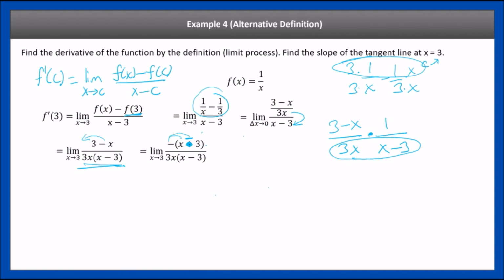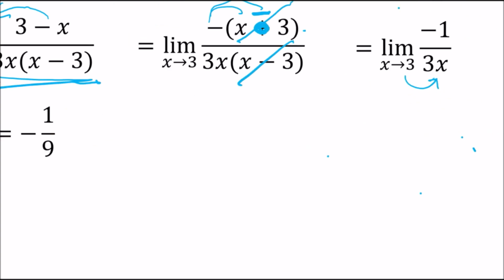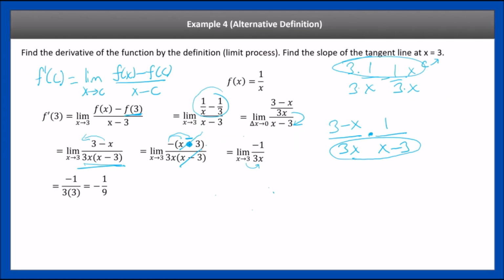So the reason why I do that is because the x minus 3's now cancel, okay? Leaving me with negative 1 over 3x. Then I can plug in the limit into there by doing a direct substitution, and I get negative 1/9. And lo and behold, we get the same exact answer. So, sorry, I've zoomed in on that for a short while. But you get the same exact answer for the alternative definition.